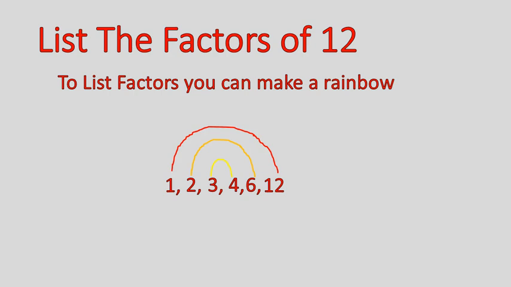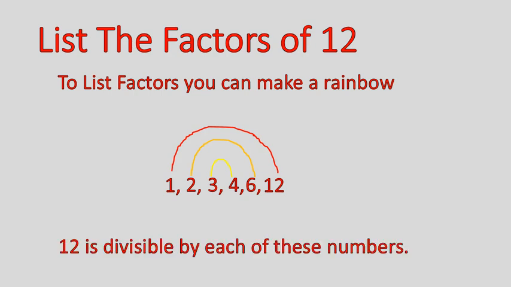All right, now remember the number 12, the way we would say this is that 12 is divisible by each of these numbers. 12 is divisible by 1, 2, 3, 4, 6, and 12. A number is divisible by itself as well. Okay, so these are the factors of 12, and 12 is divisible by each of those numbers.